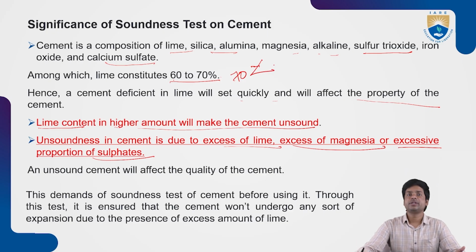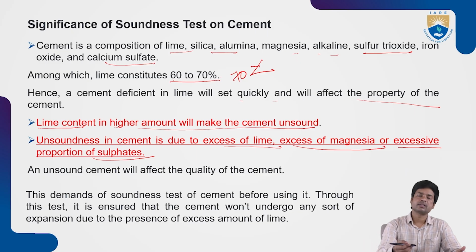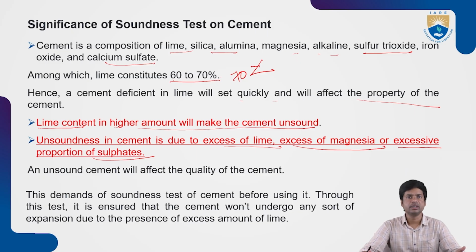That excess lime content will not react with any other materials in the cement, and that excess amount of lime will be in a free state. Whenever moisture is added into the cement paste, that lime will react with the water and change its volume. They are going to bulk. That is the reason we get cracks in the cement.